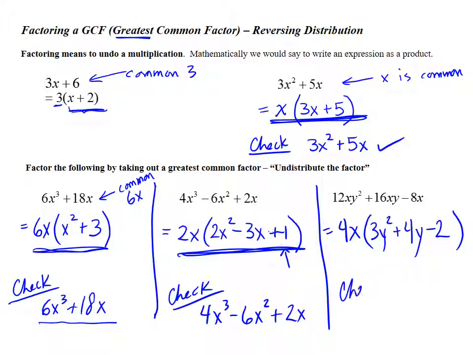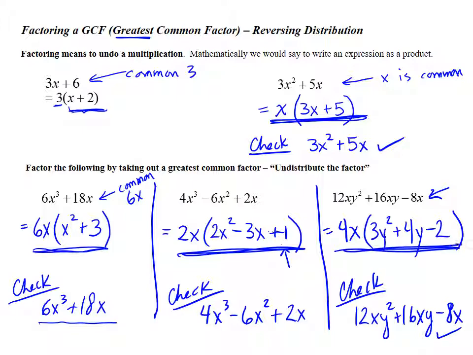If we check, 4 times 3 is 12, x, y squared. 4x times 4y is 16, and keep the x and the y. And then 4x times negative 2 is negative 8x. And now I check to see if I'm where I started, and I am, so that checks. So this is the correct factorization.